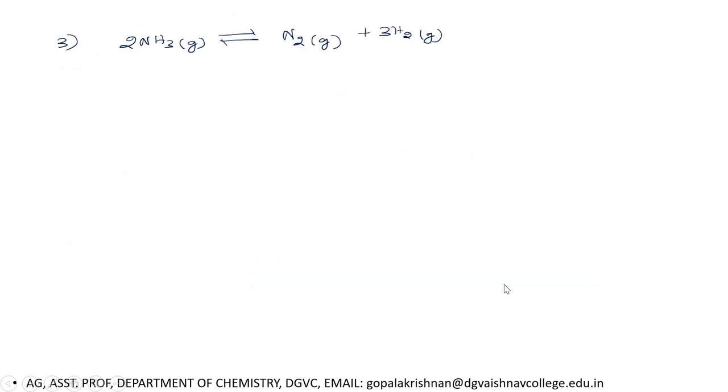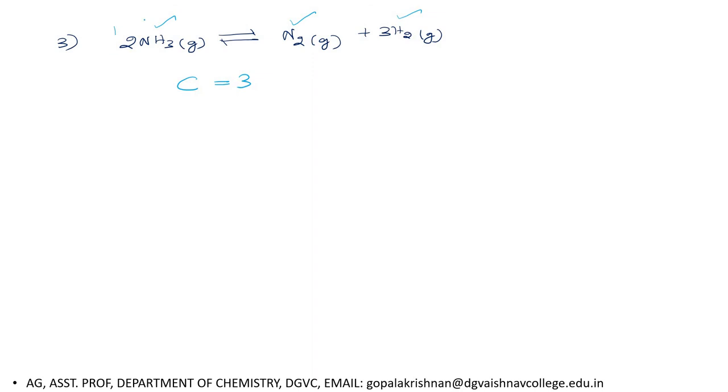Okay, then example number 3. Now suppose I have a gaseous system where ammonia gas decomposes to give nitrogen gas and hydrogen gas. Okay, so now how to calculate the number of components? Very simple. First I will find out C. What is C? C is the number of chemical constituents actually present. So here we have ammonia, nitrogen and hydrogen. So C equal to 3.